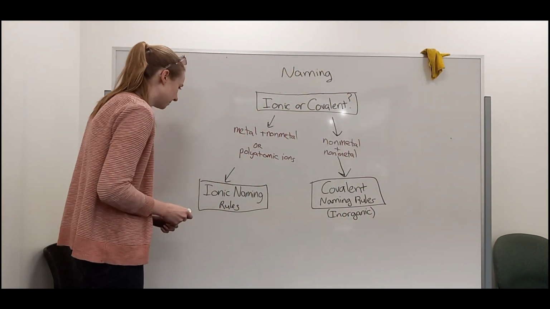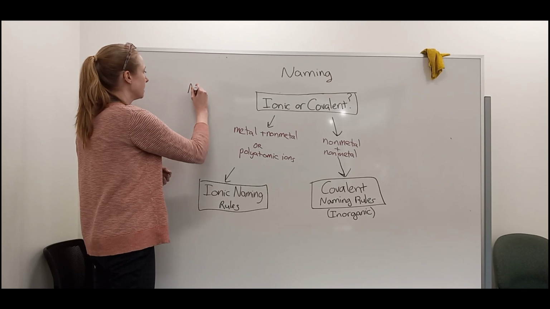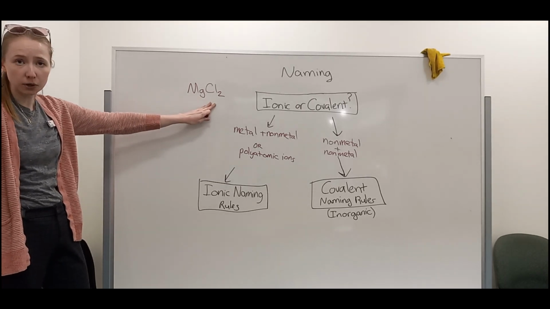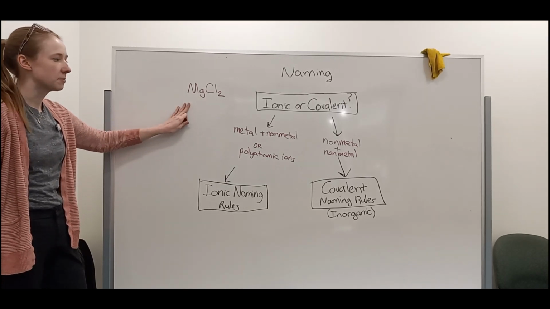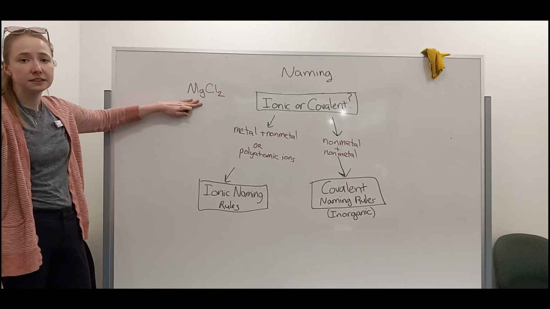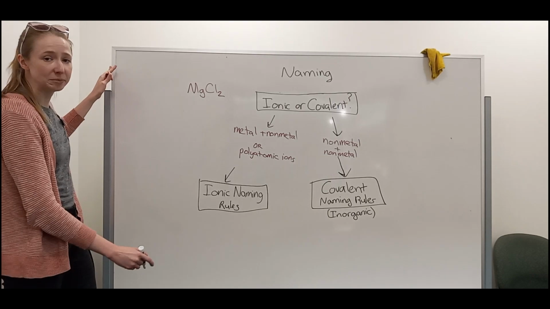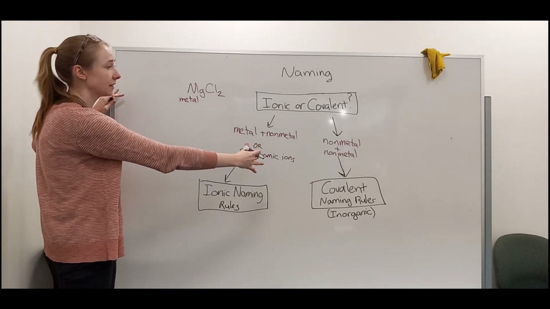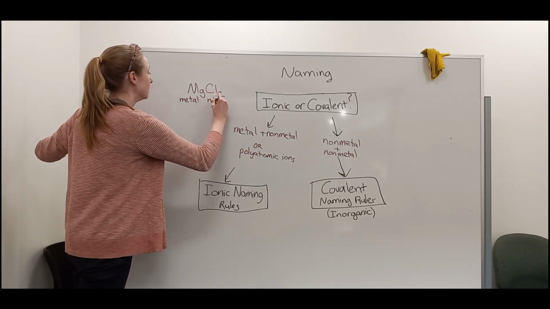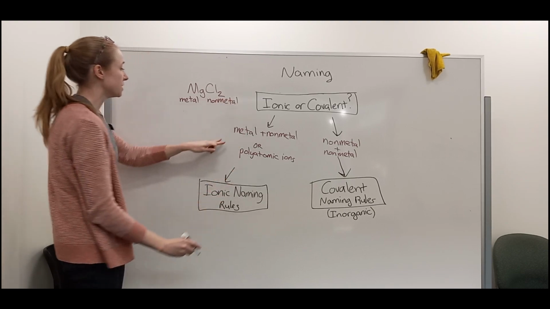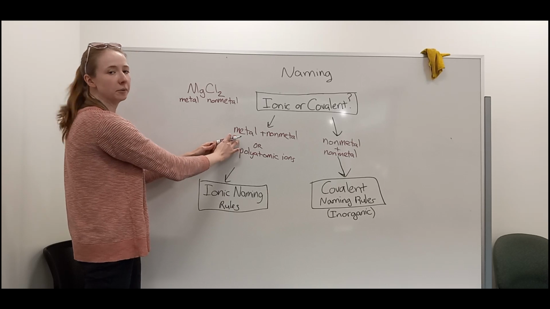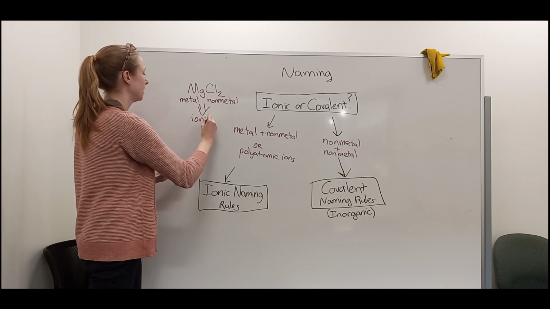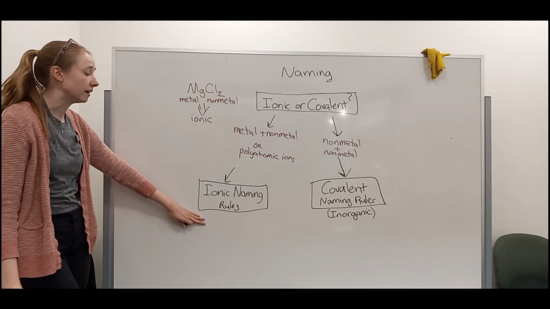So for our first example, let's take the compound MgCl2. So I have a magnesium and two chlorine atoms in this compound, and I need to determine whether or not they're metals or nonmetals. Magnesium is located on the left side of the periodic table. It's in group 2A, so that makes it a metal. Chlorine is way over on the right side of the periodic table, so that's a nonmetal. Which means that I have a metal and a nonmetal. So this is going to be an ionic compound, and I would proceed to name it using the ionic naming rules.